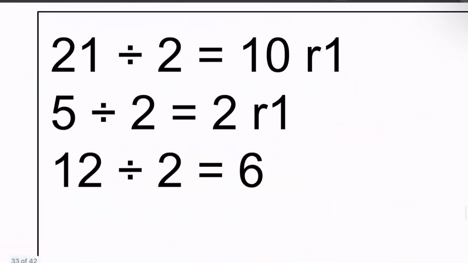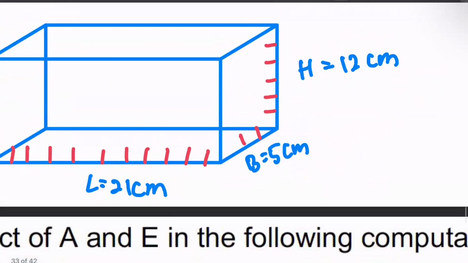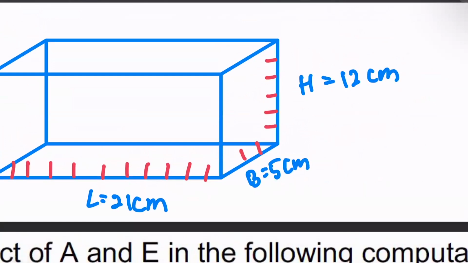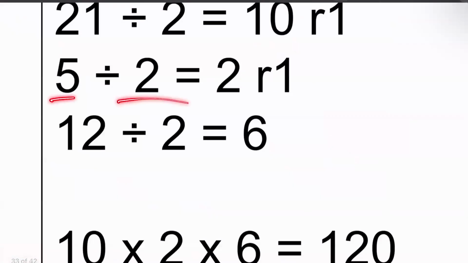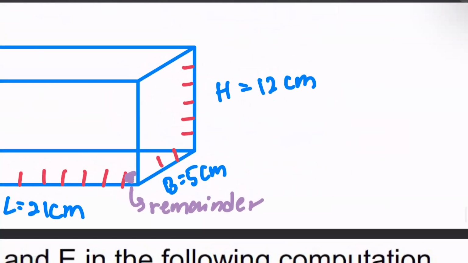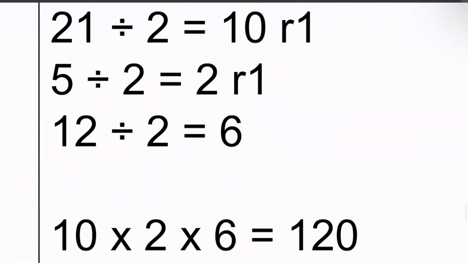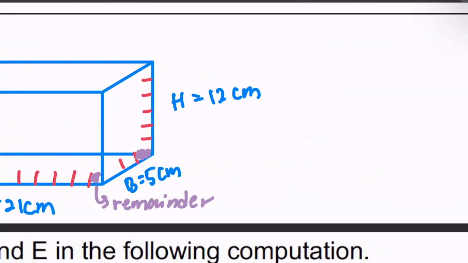Another way you can do it is just 21 divided by 2, you get 10, and then there is a remainder, right? So you have to draw the remainder, of course. For the breadth, 5 cm divided by 2, you get 2 cubes and 1 cm remainder. This is not drawn to scale, so let's just say this is the remainder. And then for the height, it is 12 cm, so 12 divided by 2, you get 6 cubes. See, 1, 2, 3, 4, 5, 6.